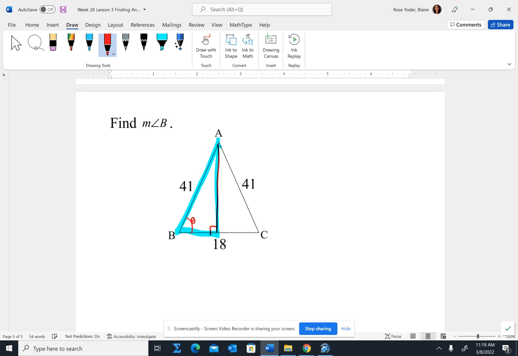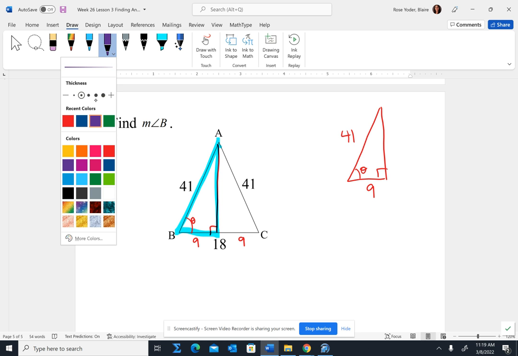I could call it theta if I want, or I could call it B. And then one thing I have to be careful of is I'm not using the 18 anymore. I split that side in half into 9 and 9. So this is really the right triangle that I'm using. I actually recognize 9 and 41 as a triple, so I think I even know what the height of the triangle is, but that's not what we're asked for. We're asked for the measure of angle B.